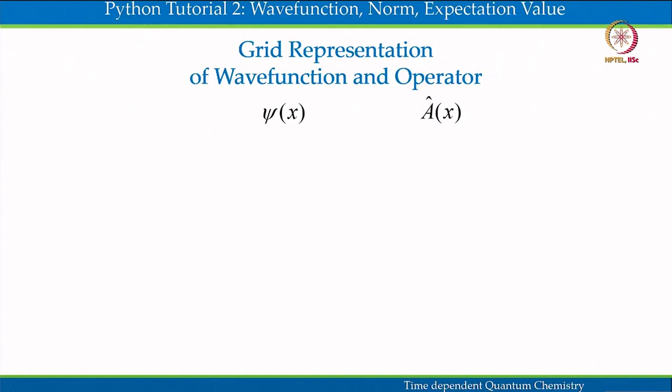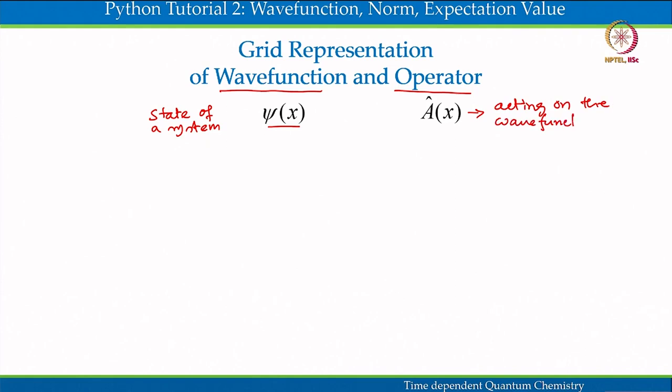The wave function and the operator, these are the two key constituents of quantum mechanics. The wave function represents the state of the system, which is represented by psi x, the state of a system is represented by the wave function. On the other hand, when an operator acts on the wave function, we get the observable, which can be observed experimentally.